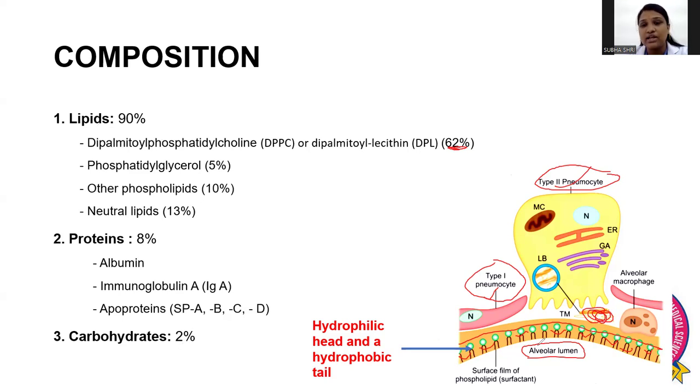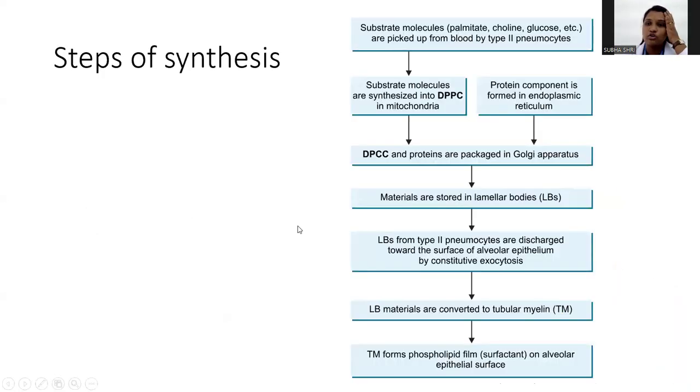So how will a surfactant be? It has a hydrophilic head and a hydrophobic tail. The hydrophobic tail will be towards the alveolar lumen. We have a hydrophilic head which will be towards the pneumocytes. So this is the presence of surfactant in our alveolar lumen. Okay. So next to composition, we'll be seeing the steps of synthesis.